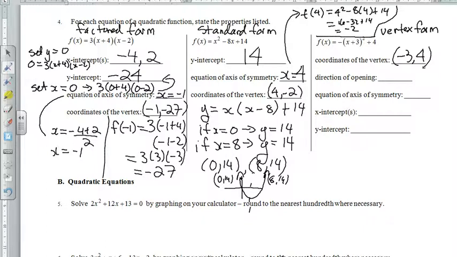Which way does this open? Down. How do we know? It's a negative. Right, negative in front, right? That tells you that it's reflected in the x-axis, it opens down. Equation of the axis of symmetry. Yeah. Okay, I mean that's easy, right? Because we've got the axis, we've got the vertex, so we know that. X-intercepts. That's not easy.